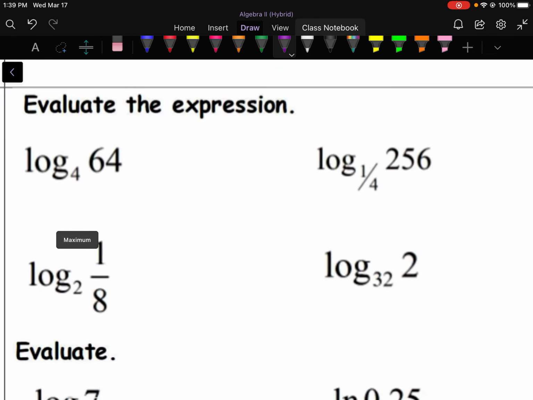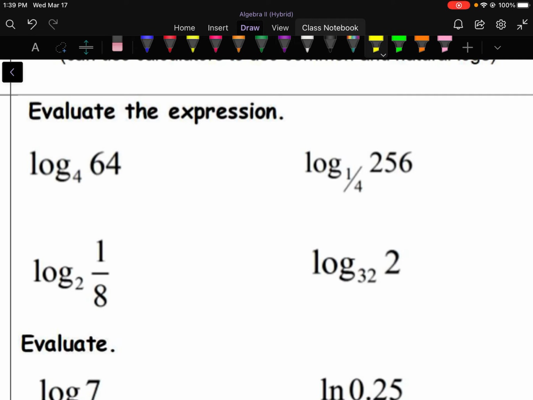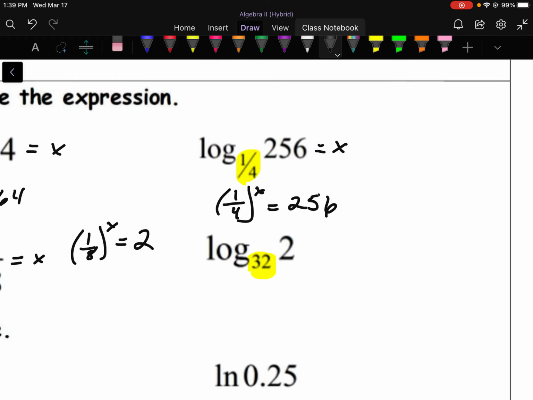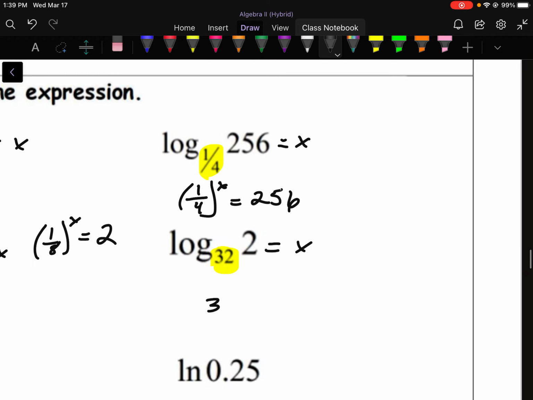So these we kind of already talked about quickly, but you'll notice how my base is different. It's 2, it's 4, it's 1/4, it's 32, and so on. So I'm going to just set these up quick, and I'll let you finish evaluating. So 4 to the what power equals 64. 1/4 to the what power equals 256. This would be 1/8 to the x power equals 2. And finally, 32 to the what power equals 2.